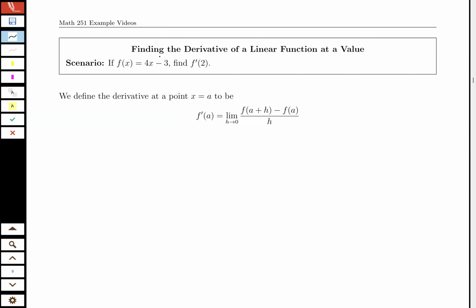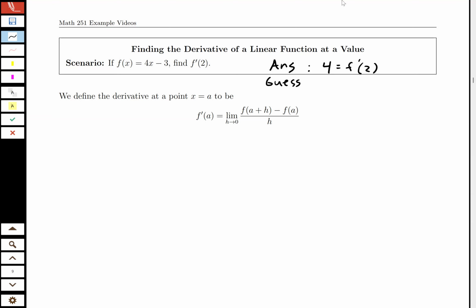Finding the derivative of a linear function at a value. I have f of x is equal to 4x minus 3, and I want to find f prime of 2. The derivative is the slope at this value 2. So actually I have a little bit of a cheat here. 4x minus 3, this line has a slope of 4, so I think my answer as a guess should be 4 for the derivative at 2.